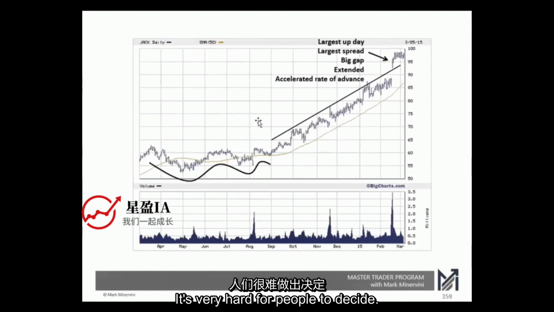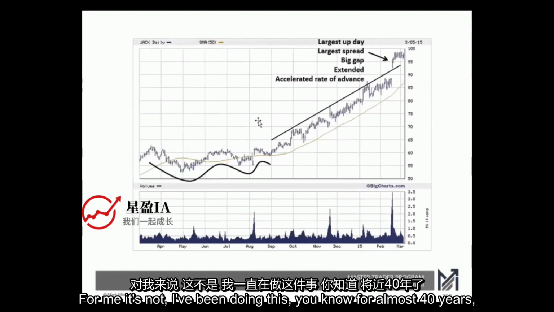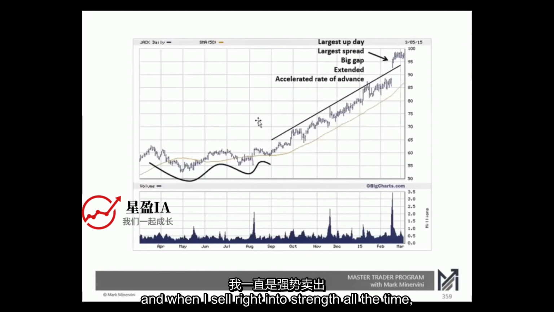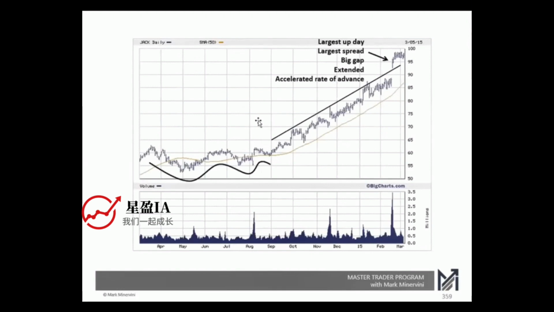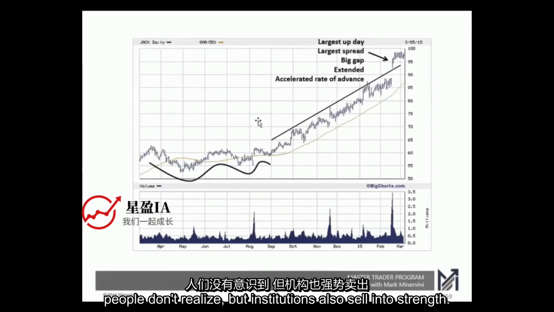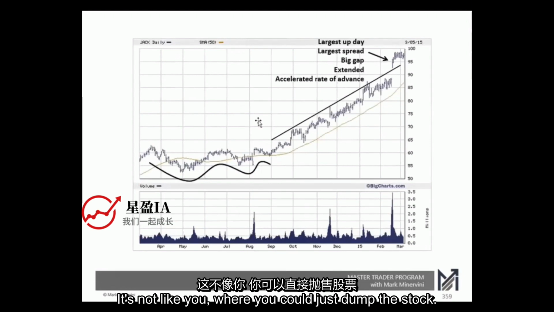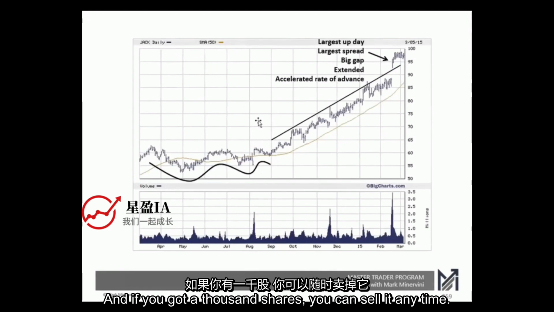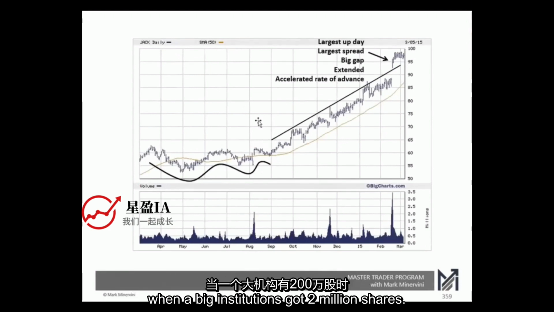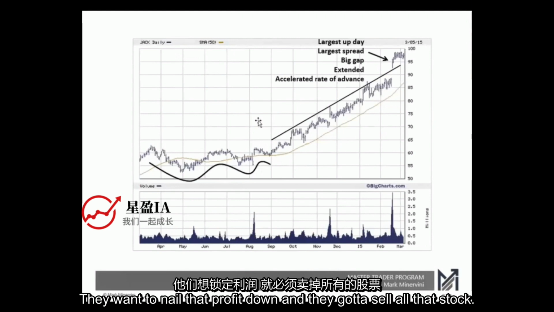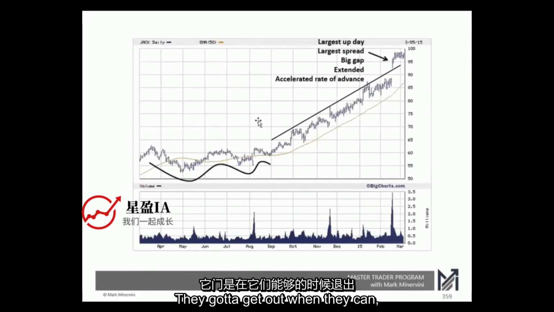It's very hard for people to sell. For me, it's not. I've been doing this for almost 40 years, and I sell right into strength all the time. People don't realize, but institutions also sell into strength. And, Dave, maybe you can talk about that, because these big institutions have to get out when they can. See, it's not like you, where you could just dump the stock. If you've got 1,000 shares, you can sell it anytime. When a big institution's got 2 million shares and the stock has made a big move, they want to nail that profit down and they have to sell all that stock. They have to get out when they can, not when they want to. So they use the strength.